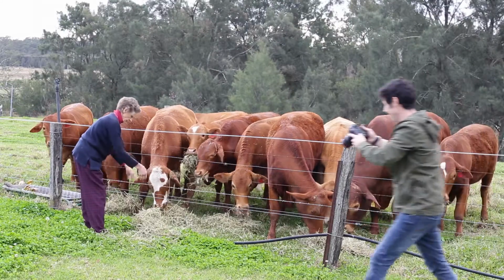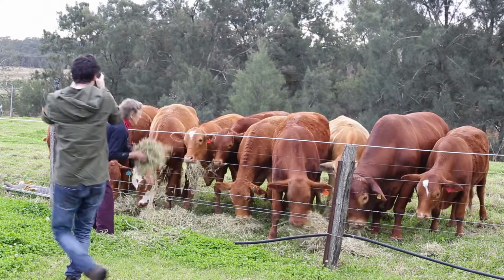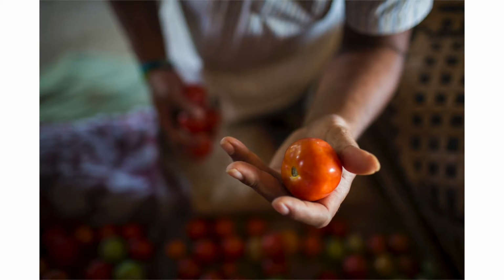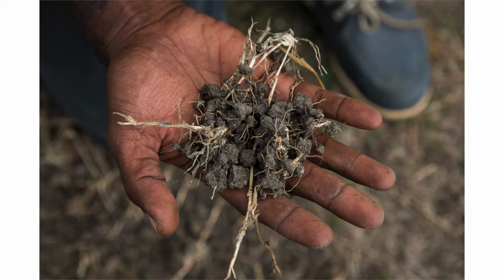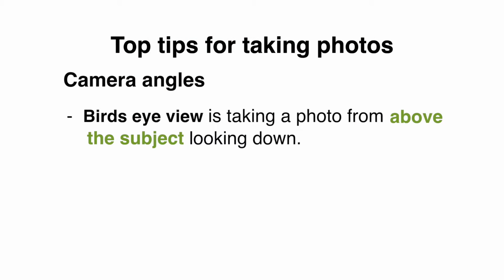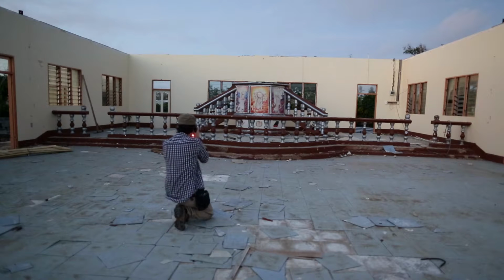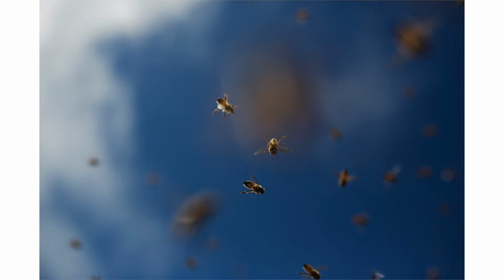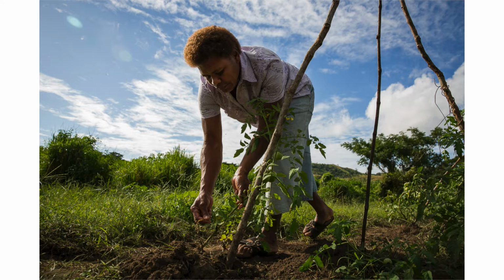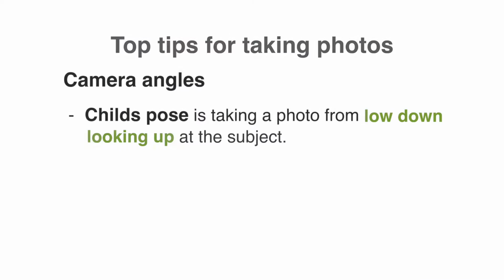With different camera angles, you can say so many different things in your photos. So instead of taking a photo standing at your normal position, I'd ask people to take a photo from bird's eye view, which is taking a photo looking down on the subject. Another option is taking a photo from a child's position. So this is crouching down really low and turning your camera up onto people or the objects, looking up at them.